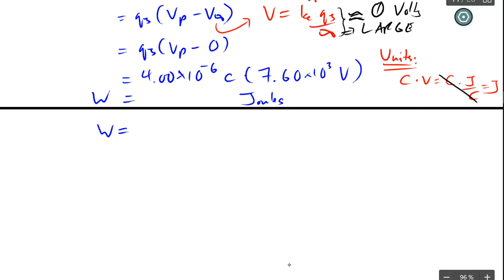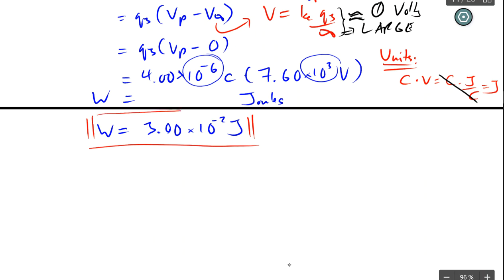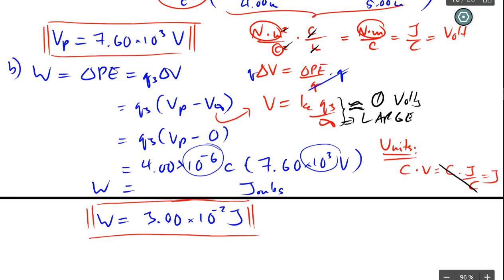So the answer, big number, small number rather, actually turns out that we have less than 1 joule of work applied. Quite small. And there we go.